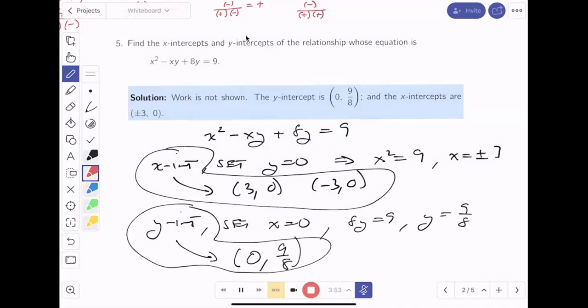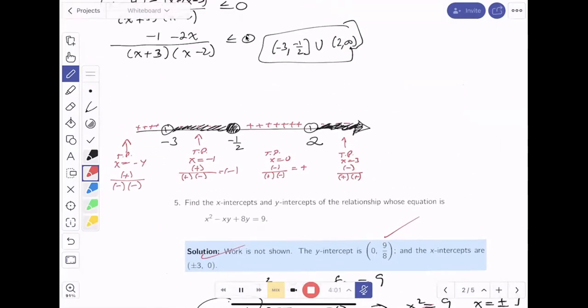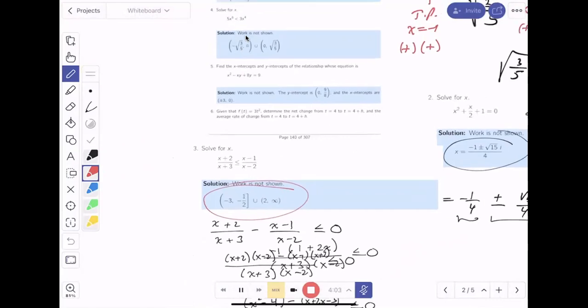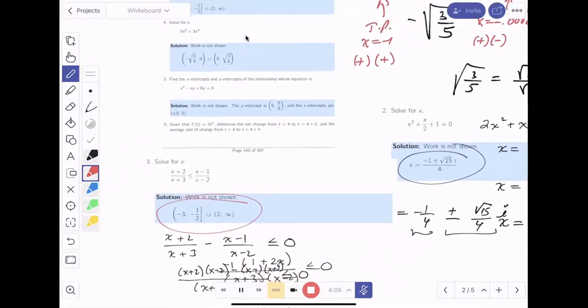And let's see if we got it right. And certainly it says the y-intercept is 0, 9/8. I got that right. And the x-intercepts are plus or minus 3, 0. That's certainly written down. All right, let's go to 6. Last problem on that page there. And I noticed that the answer is probably on the next page, right?